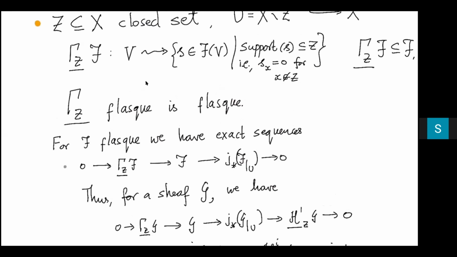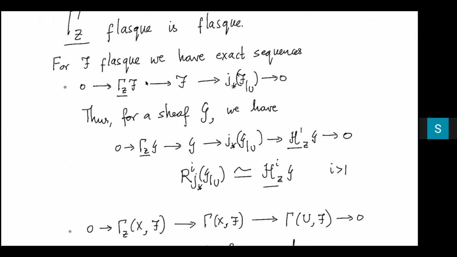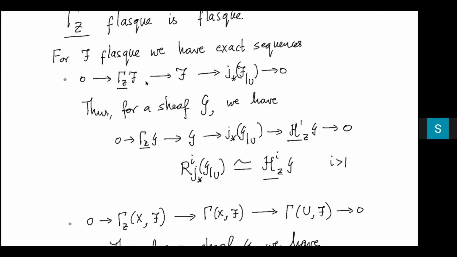Here are a couple of important exact sequences associated to a closed set. First, if F is not flasque, then you have exactness up to here, and if you have a flasque sheaf, then you have exactness everywhere. This exactness is the following: gamma_Z F, the sheaf of sections supported in Z, is a subsheaf of F, which we already know.